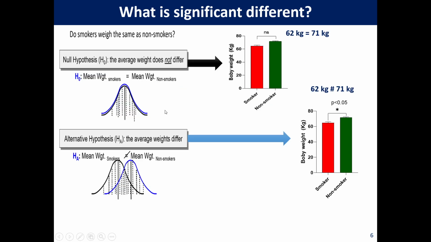So I make two hypotheses. The first one is the null hypothesis: the average weights do not differ. It means that the body weight in smokers is equal to the body weight in non-smokers. It means that 62 may be equal to 71. It means that there is no significant difference.